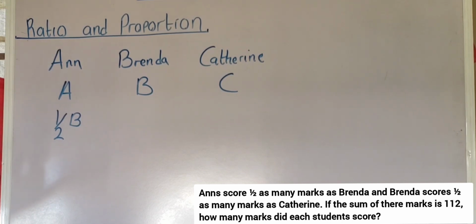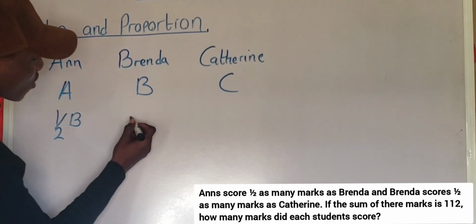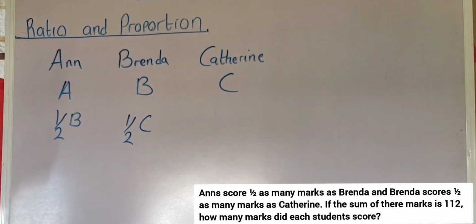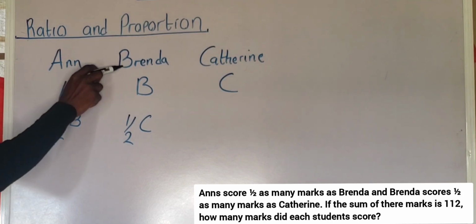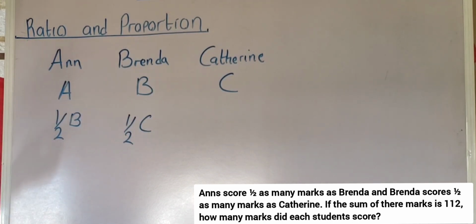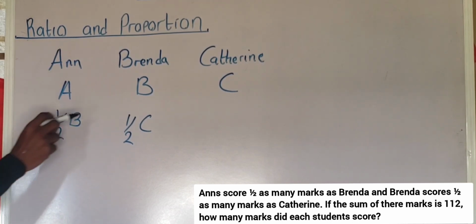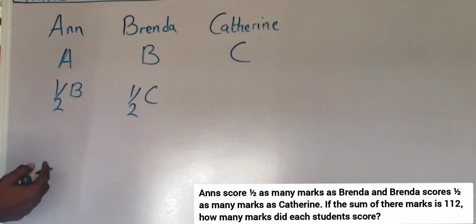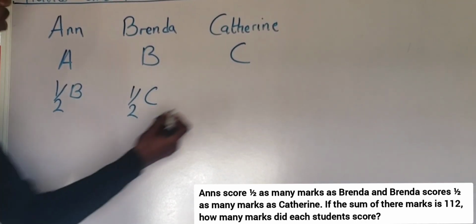Brenda scores 1/2 as many marks as Catherine. That is, Brenda's score is half of Catherine's score. Do you understand? So Brenda's score is 1/2 multiplied by C. In the first statement, I said let Anne's score be A, let Brenda's score be B, and let Catherine's score be C. Now, Anne's score is half of the mark of Brenda, that is 1/2 multiplied by B. Brenda's score is half of the mark of Catherine, that is 1/2 multiplied by C. We haven't been given information on Catherine, so I'm going to represent it as C.